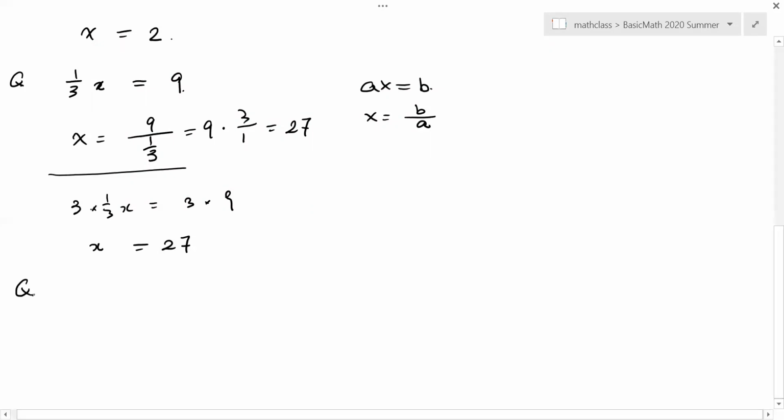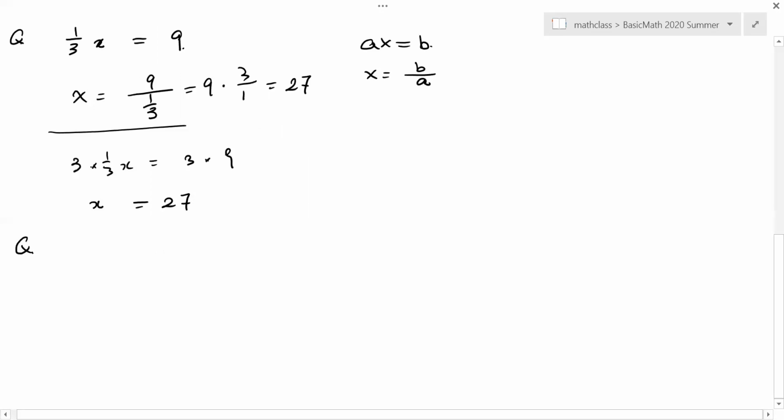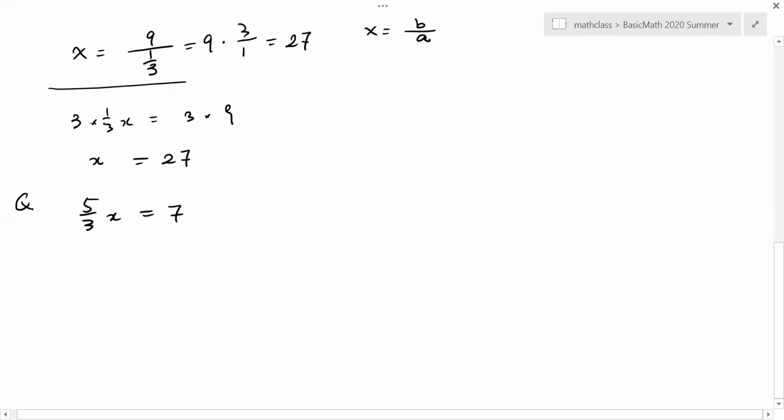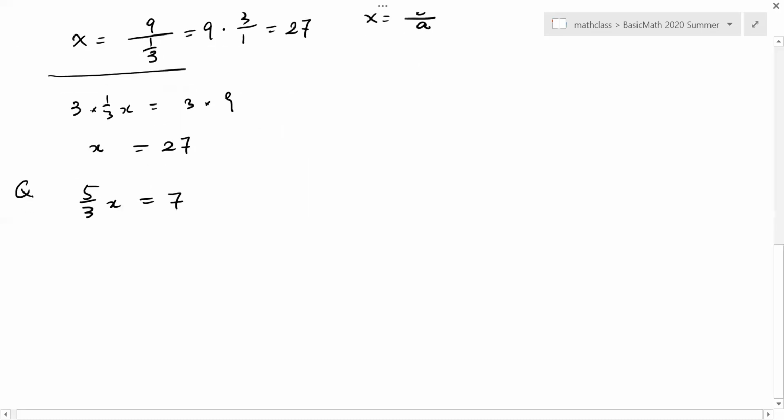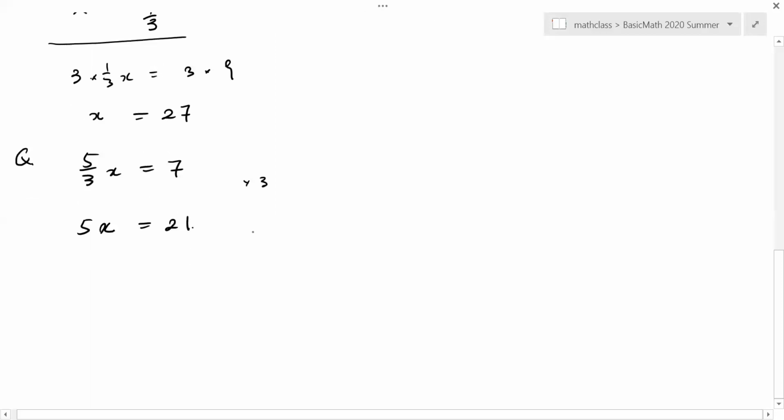All right, so let's take a look at the following one. 5 over 3, a fraction, times x equals 7. Now, you can either get rid of the fractions by multiplying both sides by 3. Then you get 5x equals 21. Then you divide both sides by 5, so you get x equals 21 over 5.